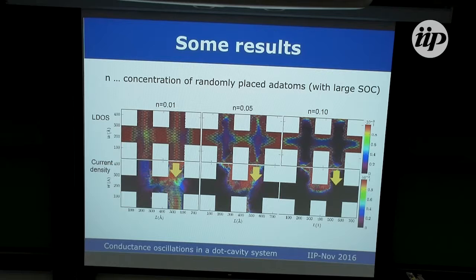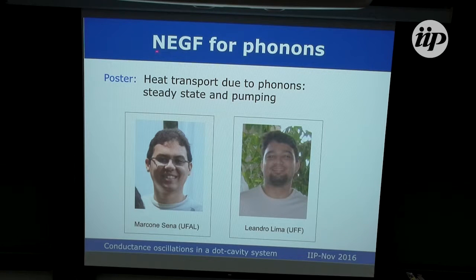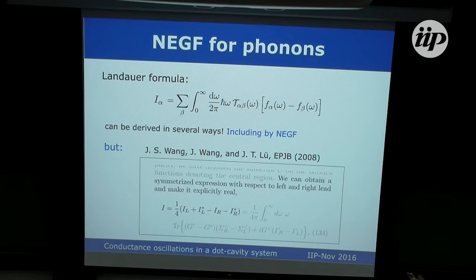Good. So the other poster of our group is non-equilibrium Green's functions for phonons, and comes under the name of heat transport due to phonon steady state and pumping, and that was done by Marconi, who is sitting also here, and Leandro as well. So what's the idea? We wanted to use our knowledge of non-equilibrium Green's functions to investigate heat transport. We know that this formula has been derived in several ways, and it was beautifully reviewed in one of the lectures, classically with quantum Langevin, and including non-equilibrium Green's functions. That was our starting point.